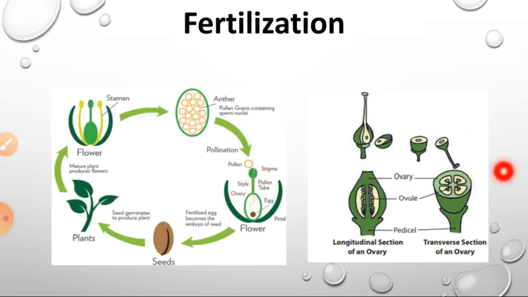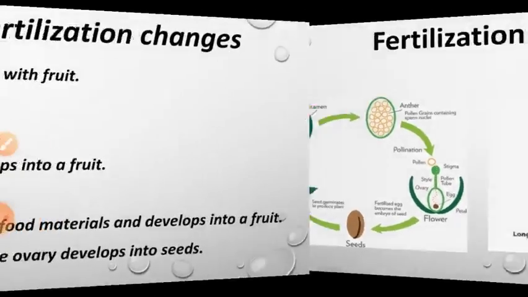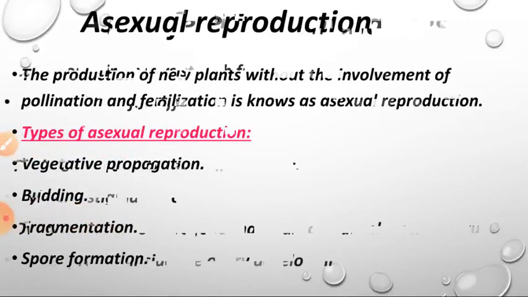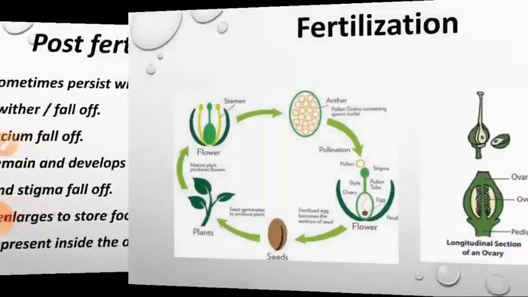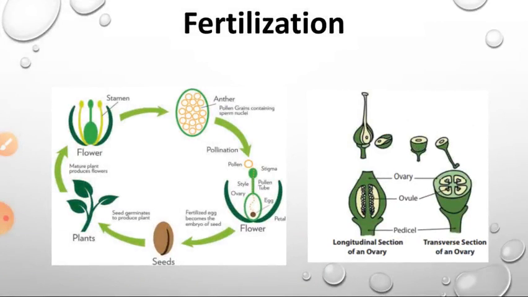And here, when we cut the LS of a flower and the TS of an ovary, we get this position. LS means longitudinal section of an ovary. TS means transverse section of an ovary.